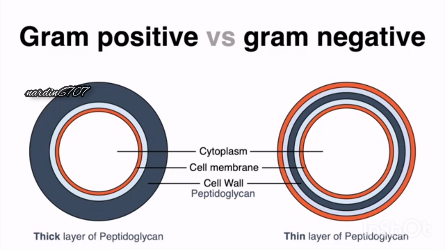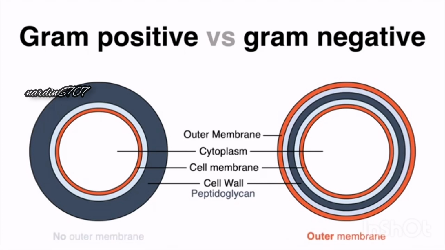In addition to the thin cell wall, gram-negatives also have an outer membrane. This is not found on gram-positives. These physical characteristics can be determined under the microscope following the gram staining technique.